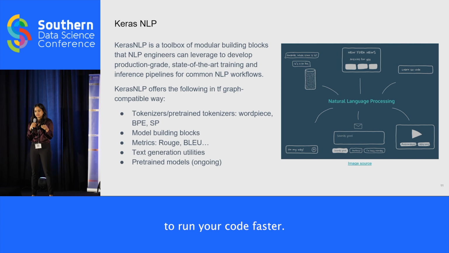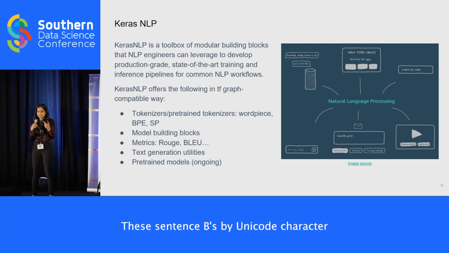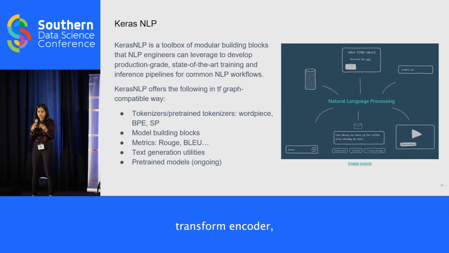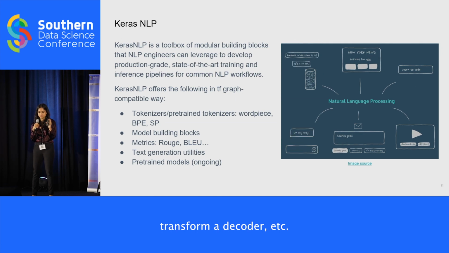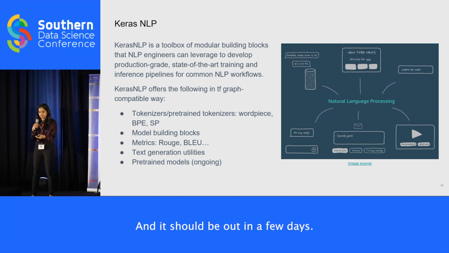Keras NLP offers pre-trained tokenizers like WordPiece, SentencePiece, byte, Unicode character, and it offers a bunch of layers like transformer encoder, transformer decoder, etc. Metrics like ROUGE, text generation utilities, pre-trained models. It's still ongoing and it should be out in a few days.